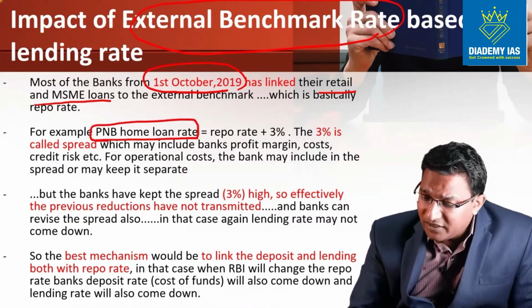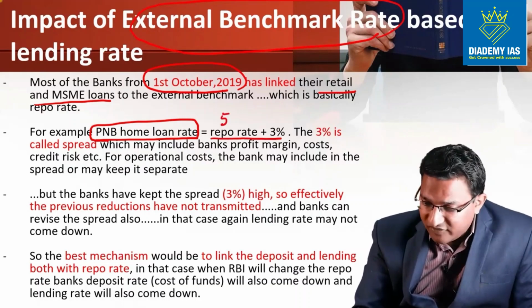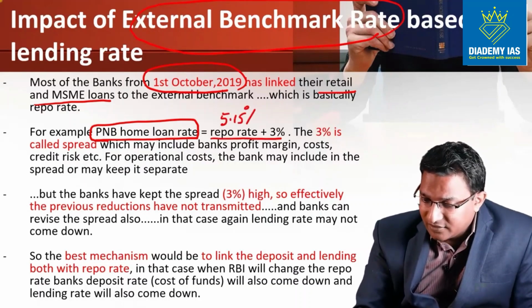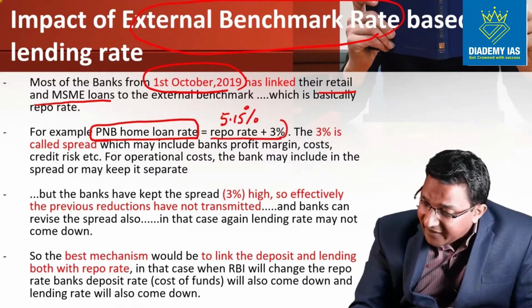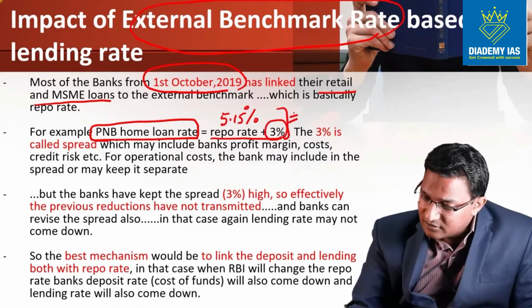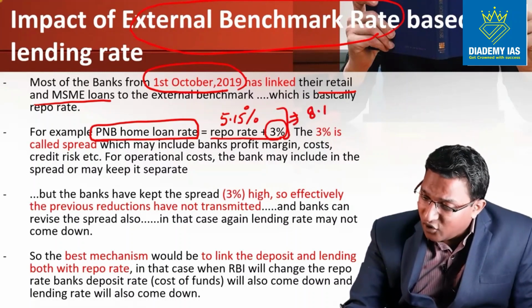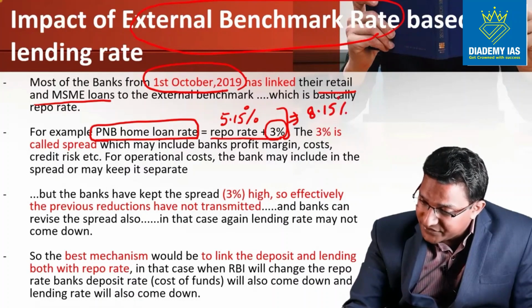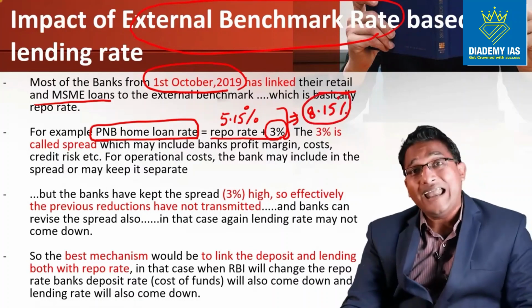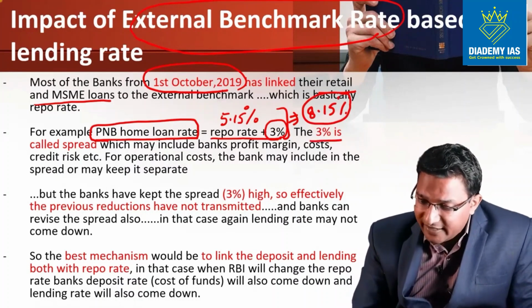Home loan will be given, for example, at the repo rate plus 3%. For example, repo rate is 5.15%. So 3% will be added by the bank as the extra charges, which is also called the spread, and the customer can get the home loan at 8.15%. So the lending rate has been directly linked with the repo rate. So the 3% is the spread.